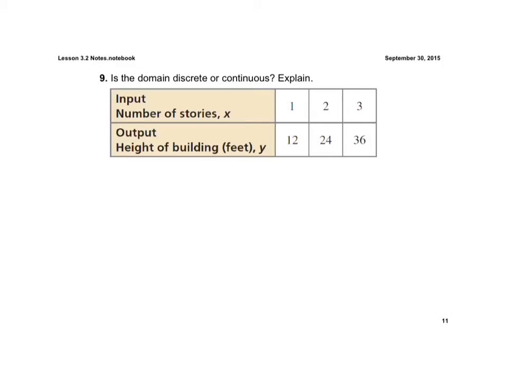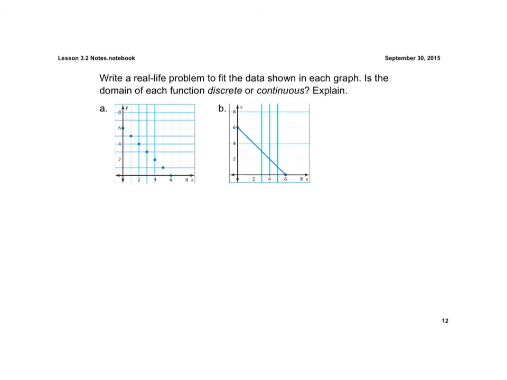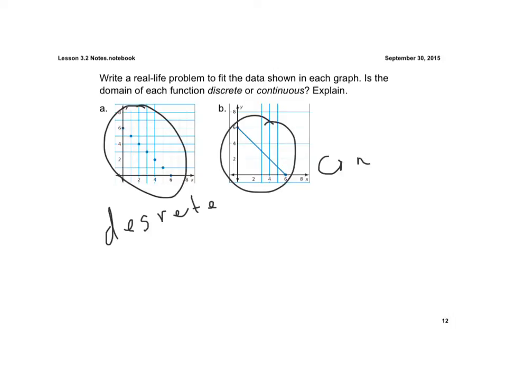Here we take a look at this table of values. And they ask us, is this domain discrete or continuous? Well, if x represents the number of stories in a building, can you have part of a story if you're building a house or building a building? No. So this would be a discrete domain because I can only have whole number values. This would be a discrete domain, and this would be a continuous domain.